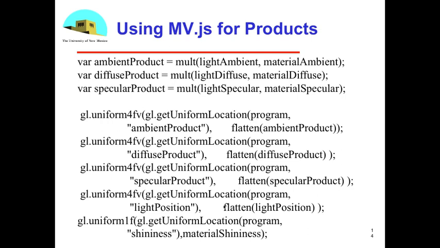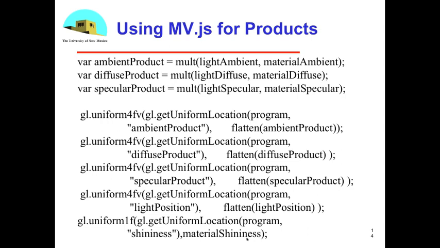It makes the code much simpler. And finally, the shininess is just a single float, so I use gl.uniform1f, get the location of something which will also be called shininess in the shader, and send over the material shininess. Okay, so that's how I get the information to the shader, and this is assuming I'm doing the calculation in the shader.